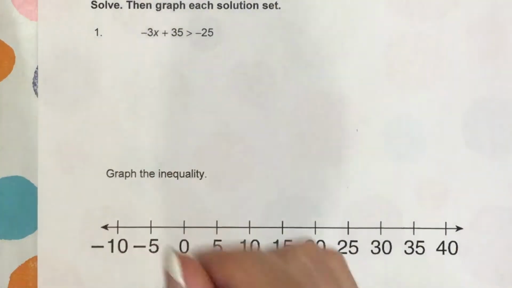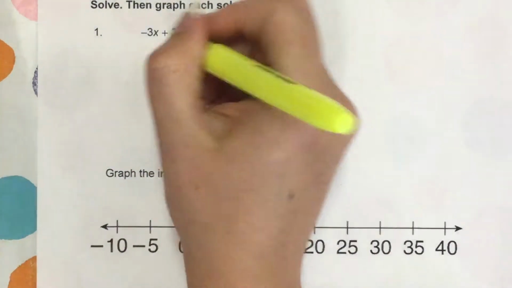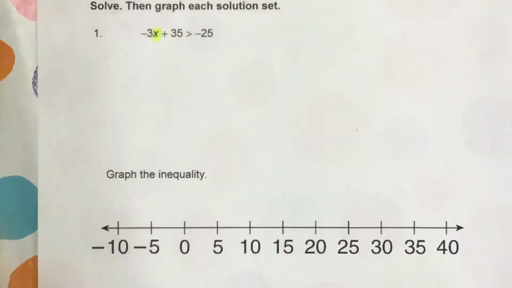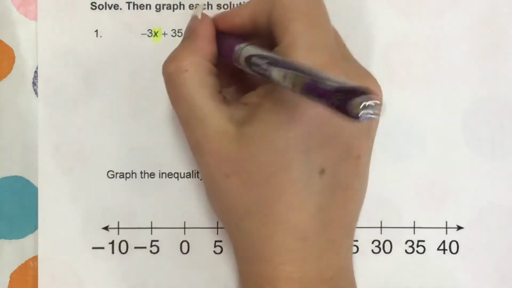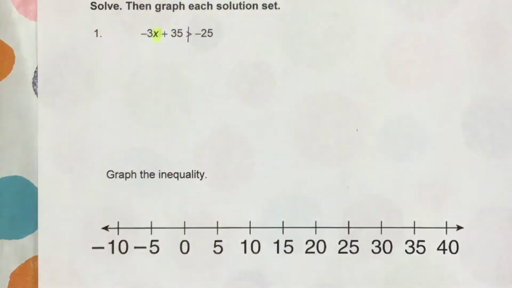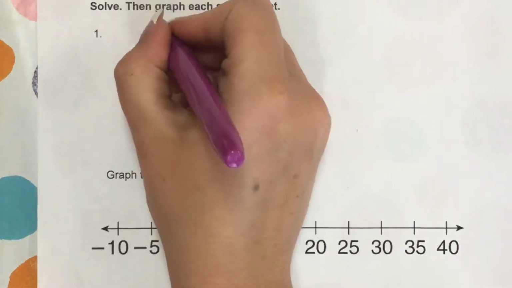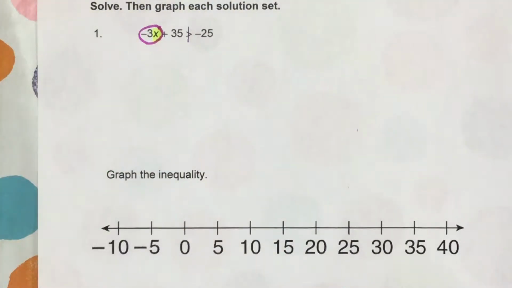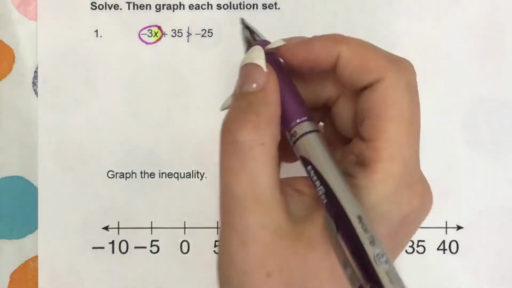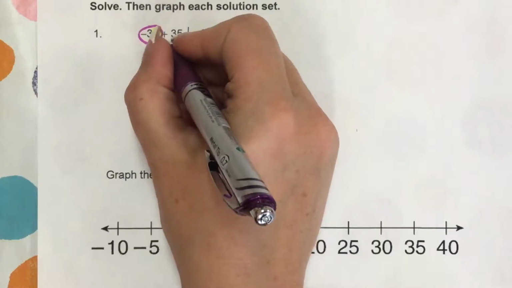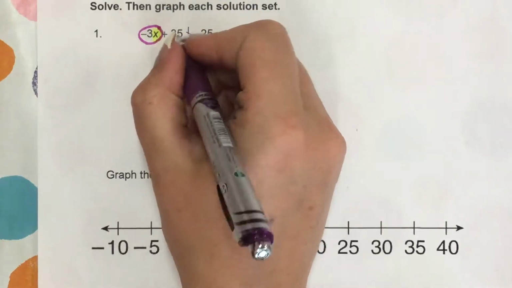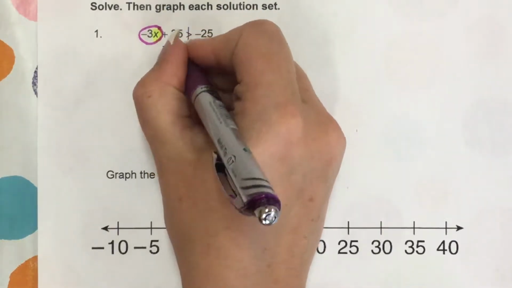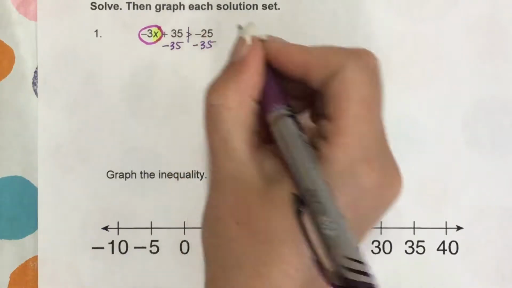We are trying to get x by itself on this side of the inequality, right? Right now, it is not by itself. There's a lot going on. But this negative 3x, we're going to leave that to the very end. So that means we're going to get rid of this positive 35 first. To do that, we're going to do the inverse operation of addition, which would be subtraction. So we're going to subtract 35 from both sides.